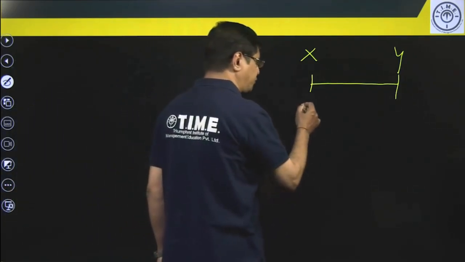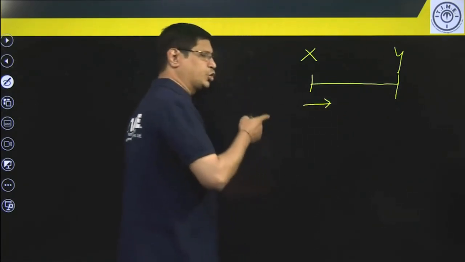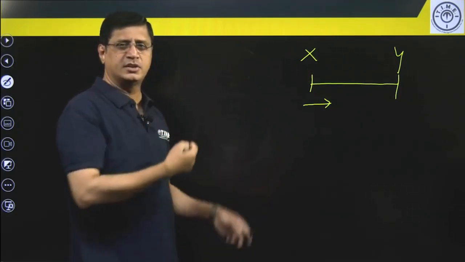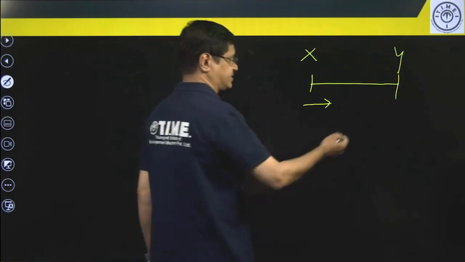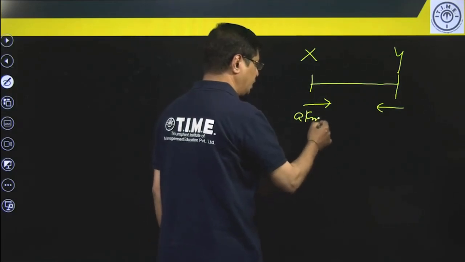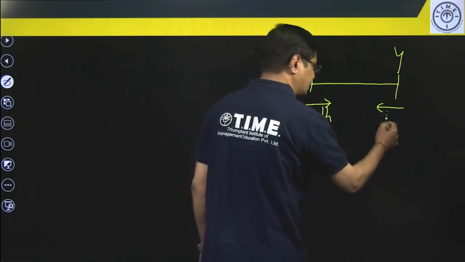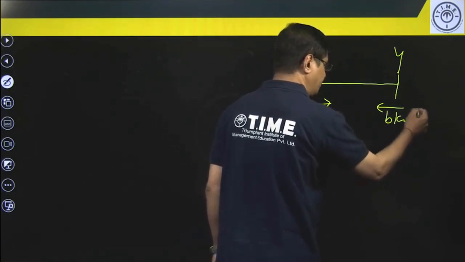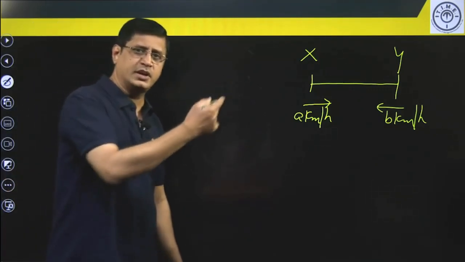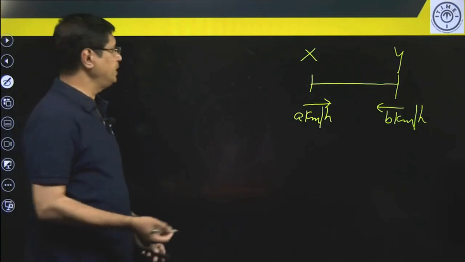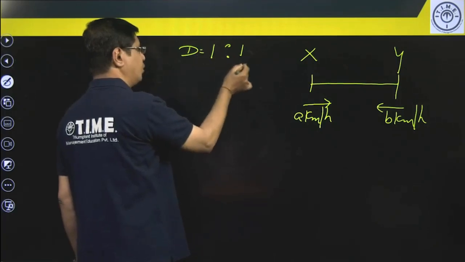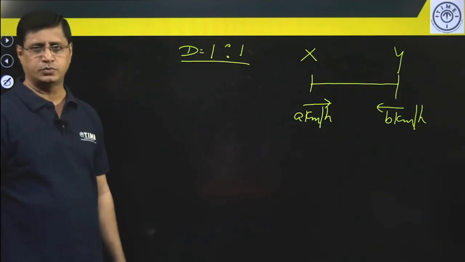Now a person is starting from X, moving towards Y. After reaching the point Y, immediately travelling towards X. In the forward journey, travelling at a speed of a kilometer per hour, and the return journey covered with a speed of b kilometer per hour. My dear students, the forward journey and the return journey mean the distance covered in the forward direction and the return direction are both the same, means 1:1 ratio.